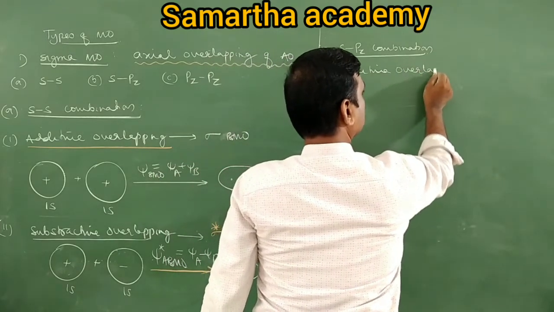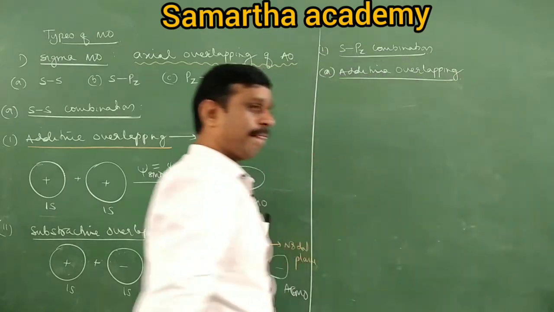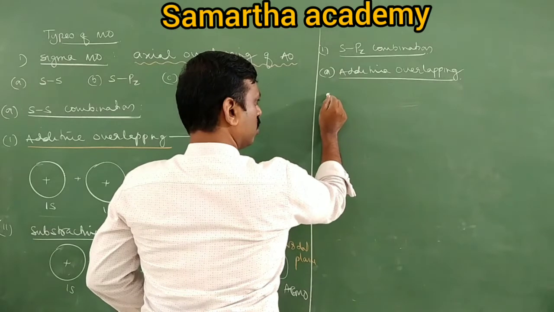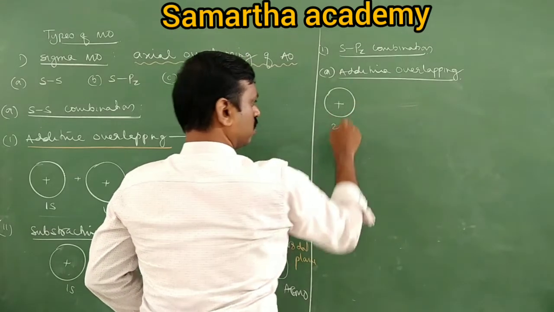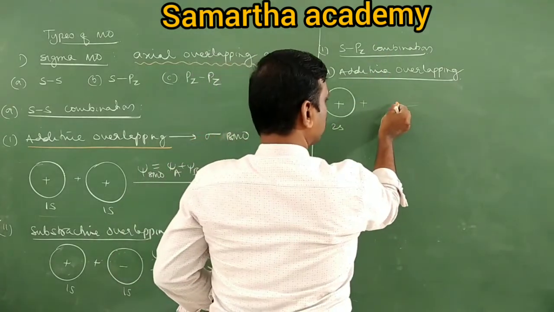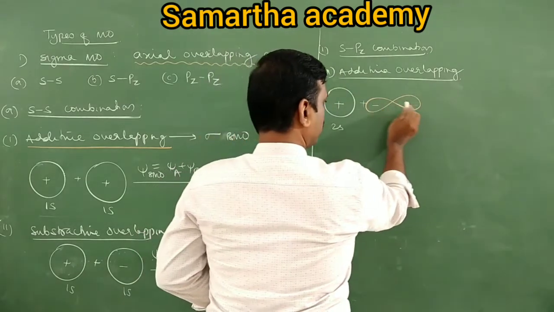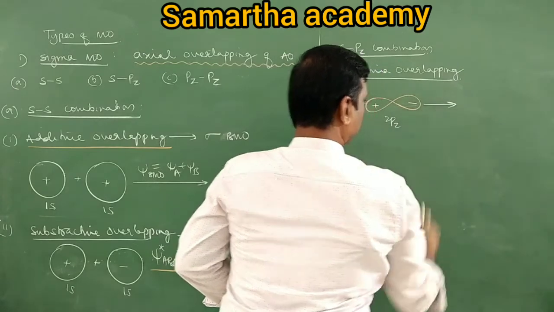Diagrams are important. Additive overlapping. Tell me, in additive overlapping, S orbital is spherical in shape, I will take the 2s orbital, plus. Then what about PZ? It is in dumbbell shape, no? Like this. It is a plus, negative. Take 2pz.